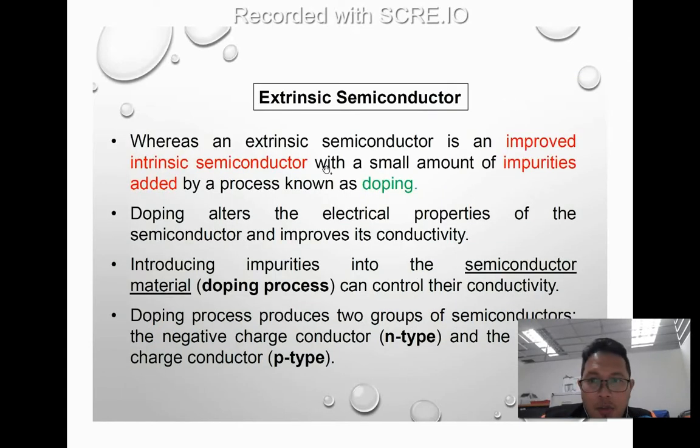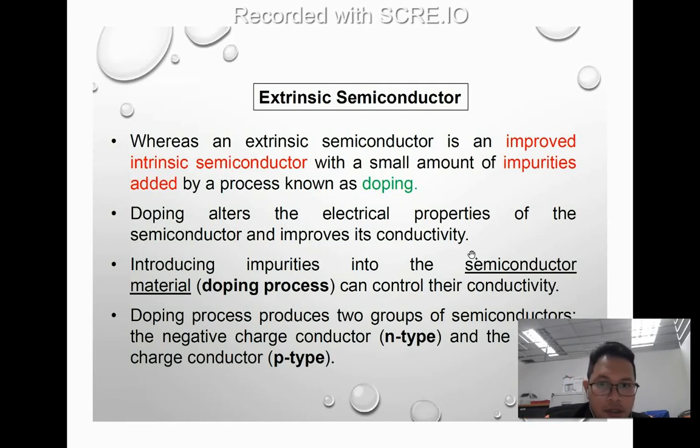Whereas extrinsic is an improved version. Why is it improved? Because we introduce impurities by the process of doping. It's not doping like the Olympic doping, but doping used to alter the electrical properties. It's the same way as a steel alloy, where we introduce additional impurities to improve the mechanical properties. Therefore, for electrical, we use different impurities combined to improve its conductivity.